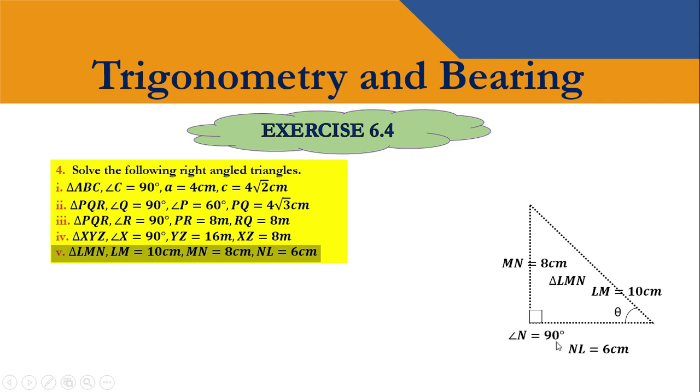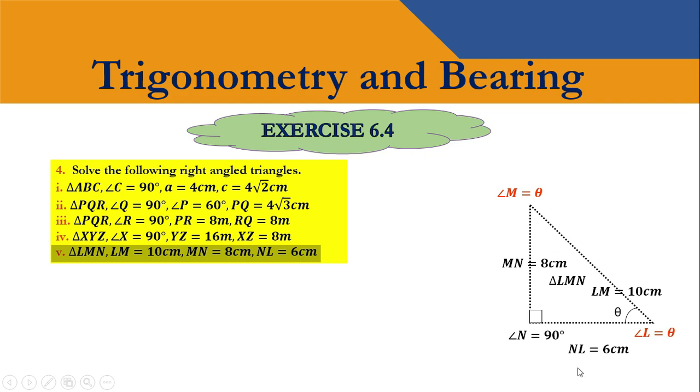And we also know that this angle is 90 degrees because this is a right triangle. And why is this angle N? Because I take MN and NL, so this N is the common junction here, that's why I named it angle N. And the remaining angle L and angle M, we need to find.